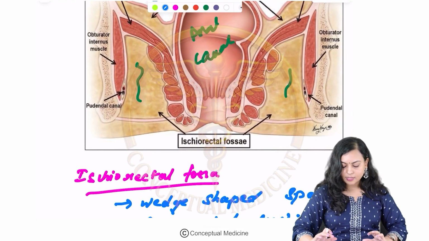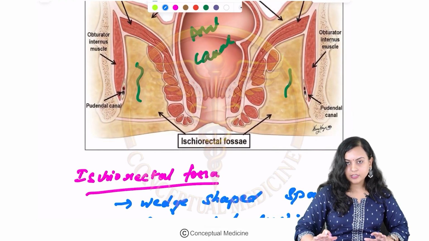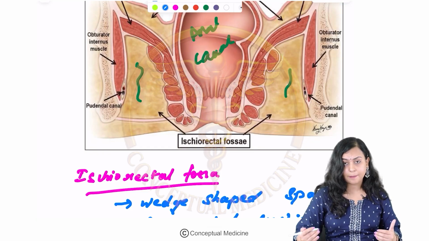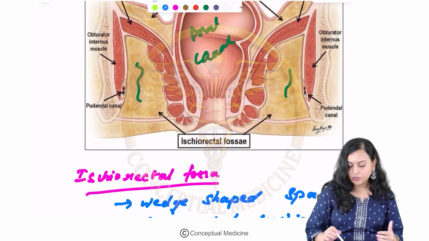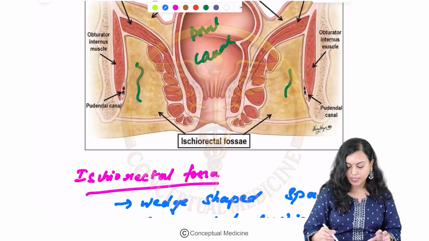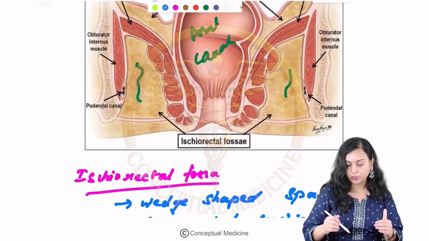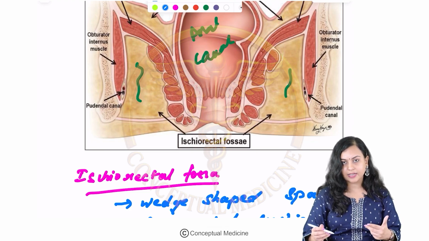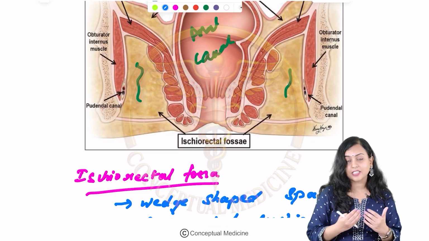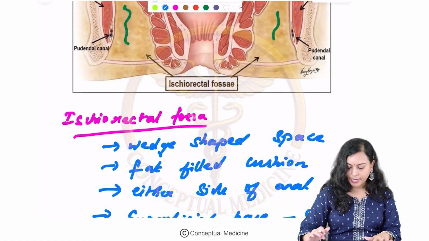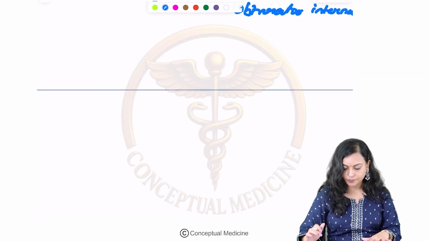Right? Now, you will ask me, ma'am, why ischiorectal fossa, anal canal, and so on in obstetrics and gynecology? Because this region is also important to learn, because while we are giving episiotomy, if there is any infection or hematoma that is forming, there is a communication between the ischiorectal fossa of both the sides. So if you give episiotomy on either side, right or left, there is a chance that the infection or hematoma can spread to the other side also. So this anatomy is also important to know.